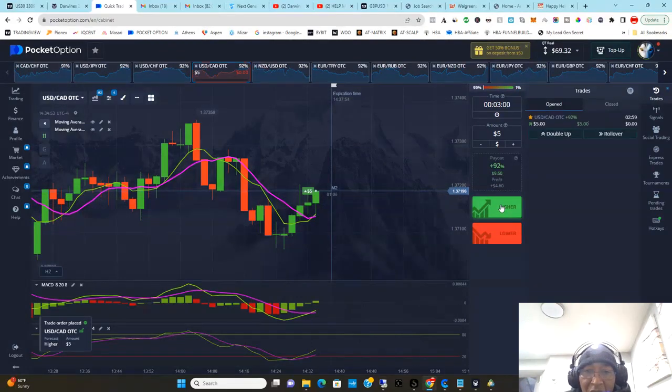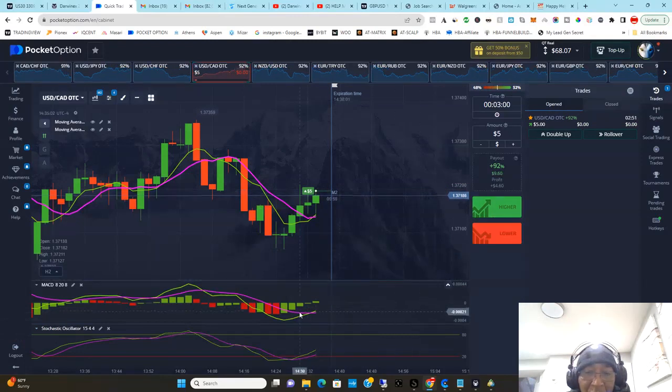We can enter here with a small amount, just one $5 trade. Let's see if it will have the momentum to push up, because you see this has crossed and is facing up, and the histogram is slightly green here. This one is also facing up, but you can see it is coming down.